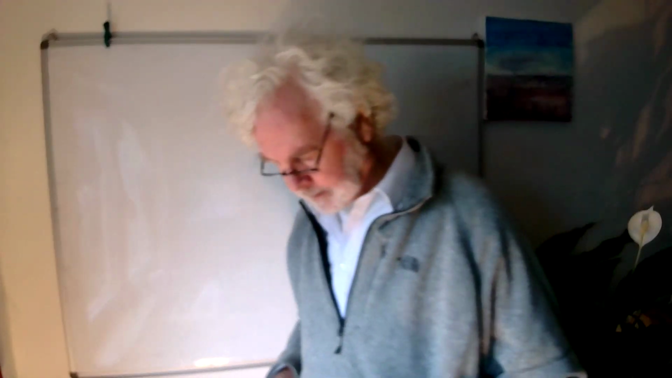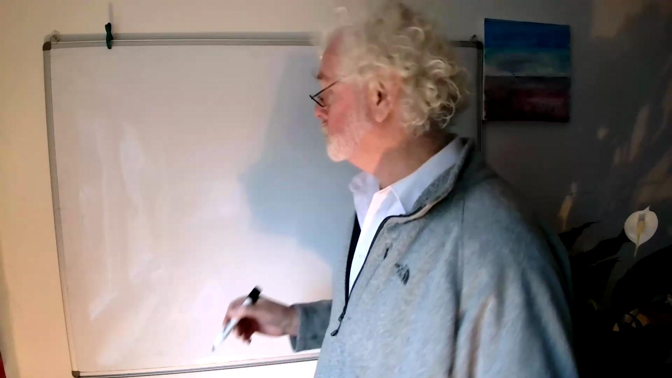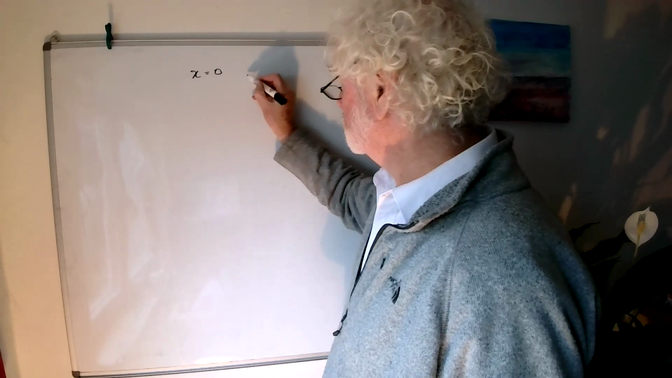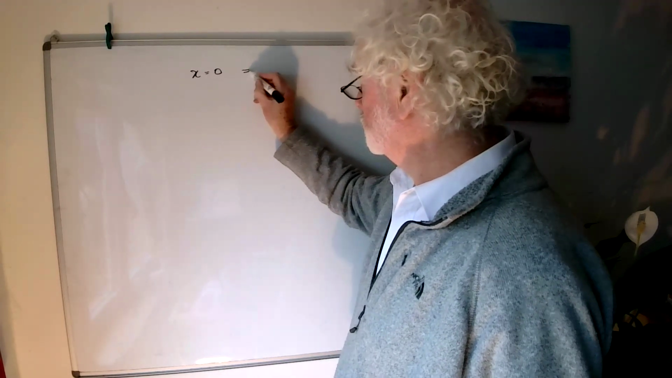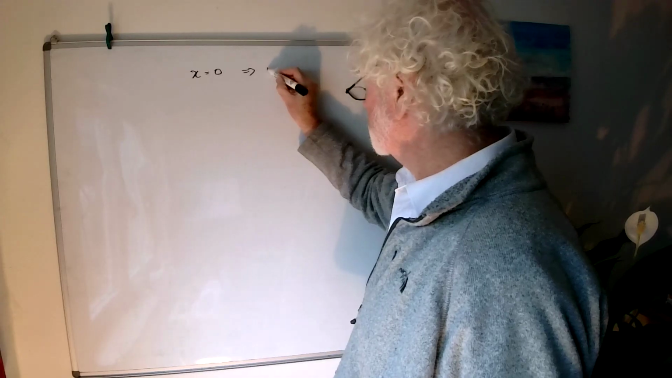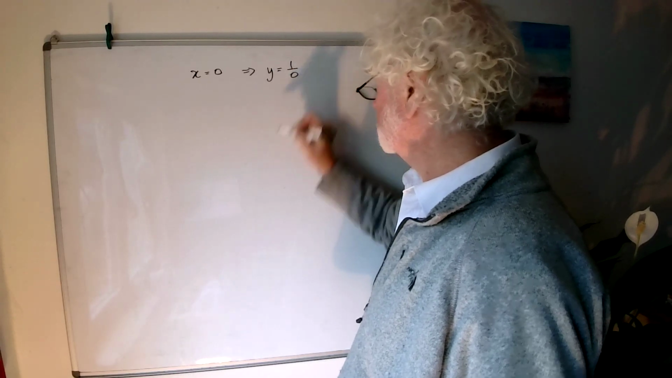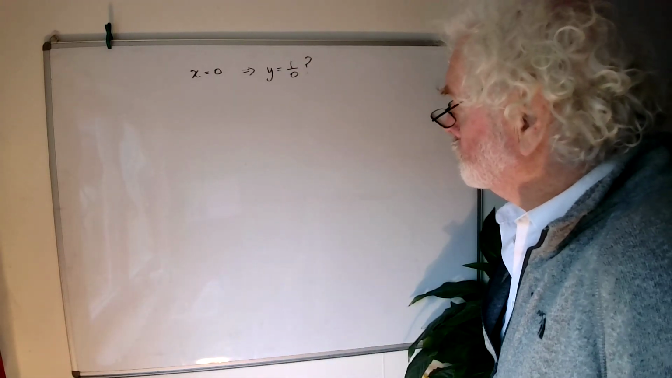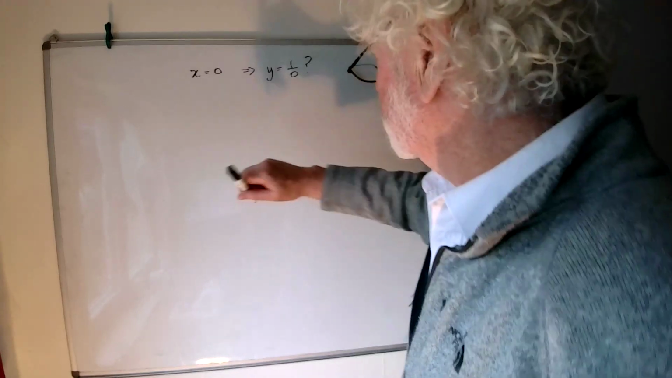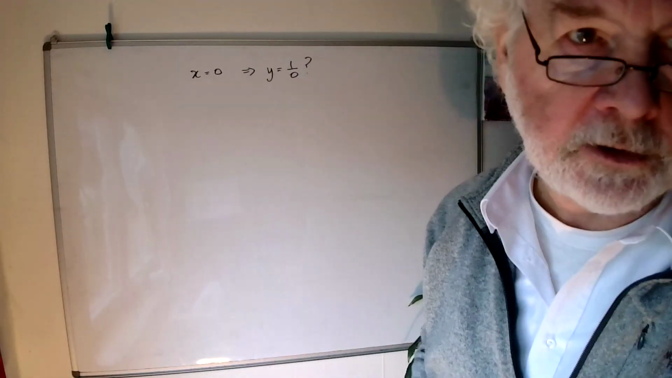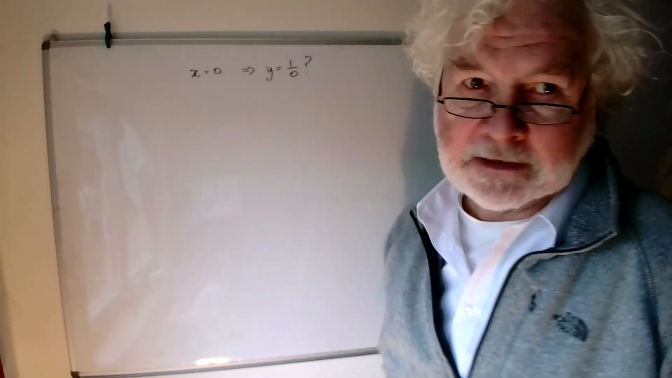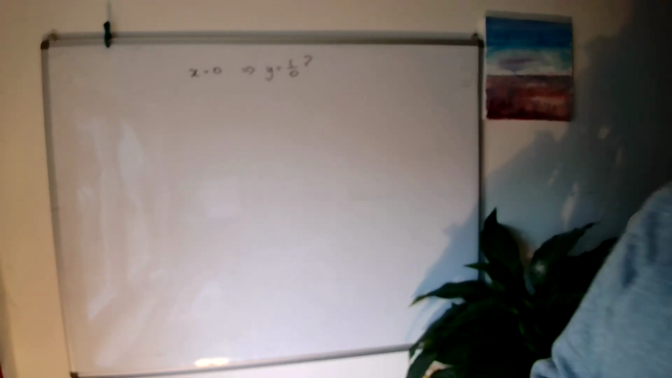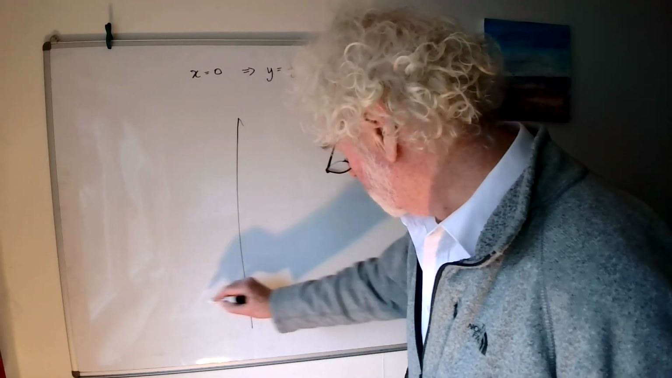What I failed to do in that last video is explain what happens at x equals 0. So x equals 0, so y equals 1 over 0. Yeah? Well, if you set x equal to 0, this is what you're trying to demand, that this exists. So let's have a quick look at this again.